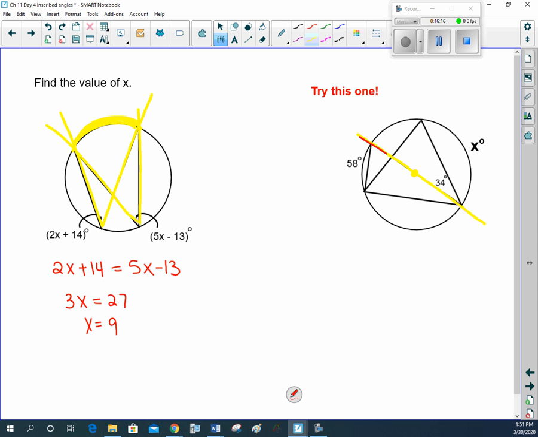This angle right here, 34 degrees, is inscribed. So if I double that, that means this arc measure is 68. Well, since I have a diameter, I'll just go ahead and do 180 minus 68, and that would give me 112 degrees. So x is 112 degrees.